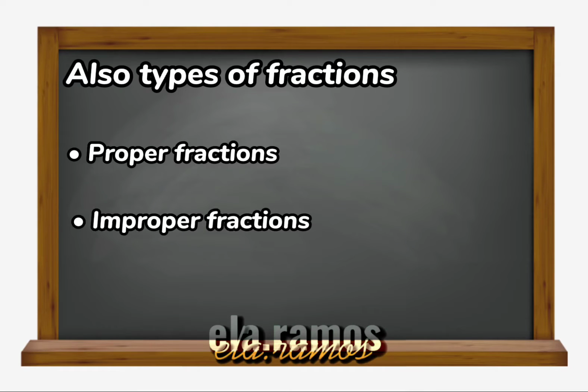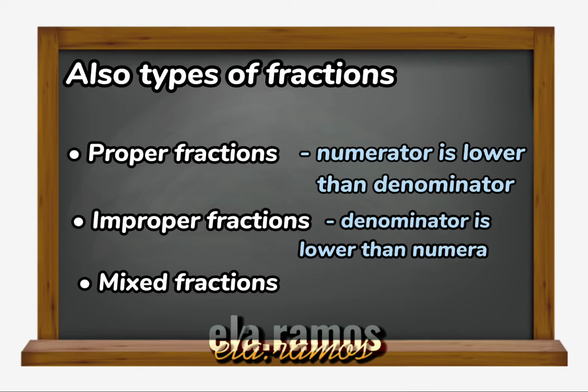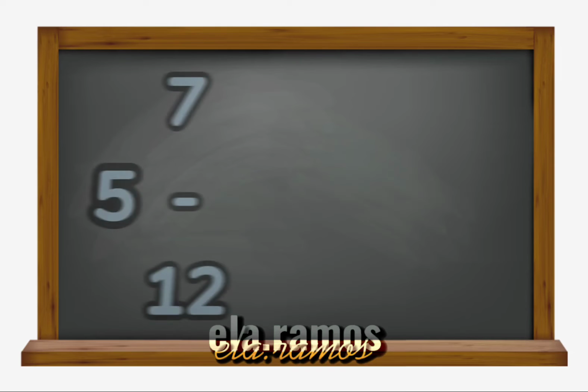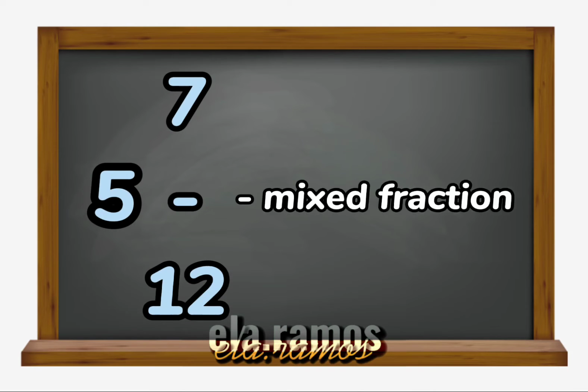We also have proper fractions, improper fractions, and mixed fractions. Proper fractions: the numerator is lower than the denominator. Improper fractions: the denominator is lower than the numerator. Mixed fractions: a fraction with a whole number. 1/3 is an example of a proper fraction. 3/2 is an example of an improper fraction. And 5 and 7/12 is an example of a mixed fraction.